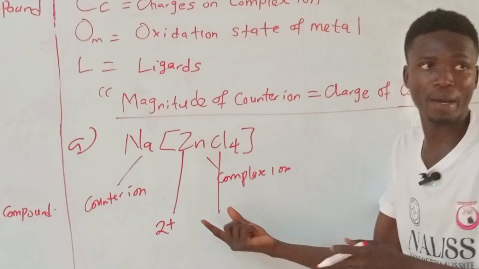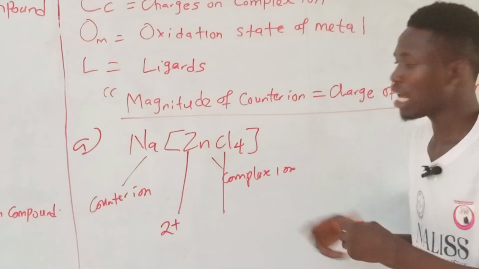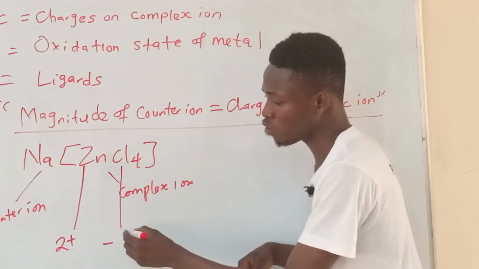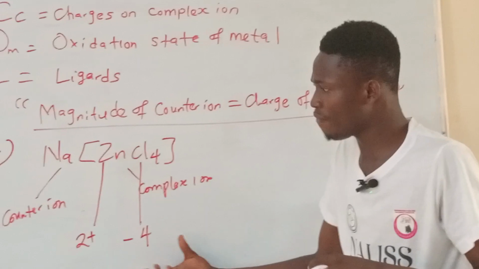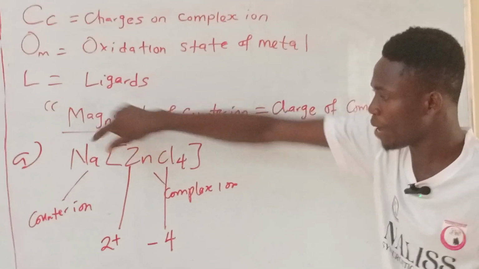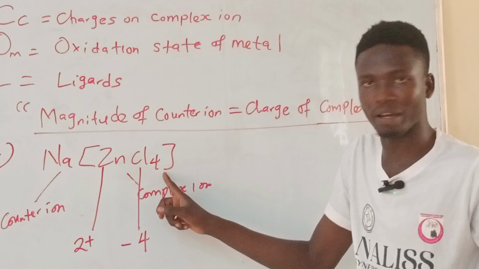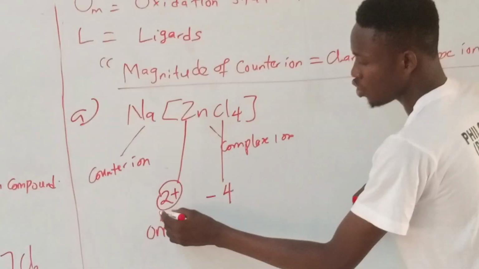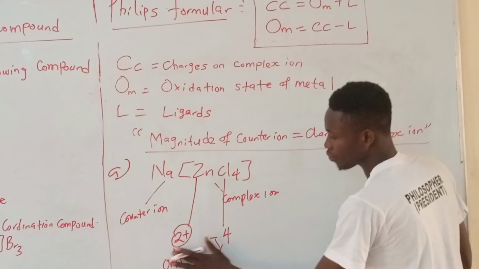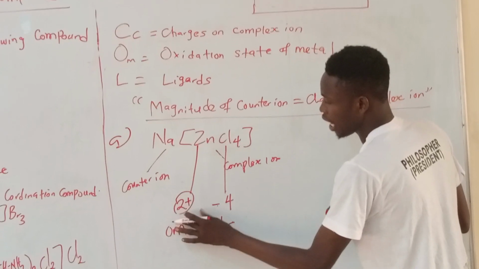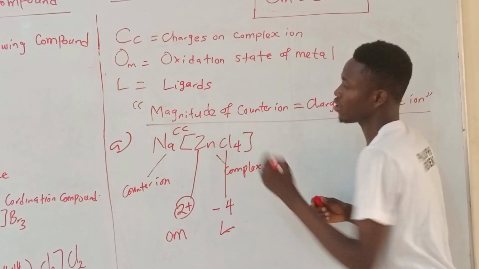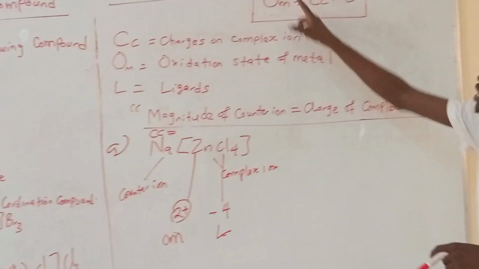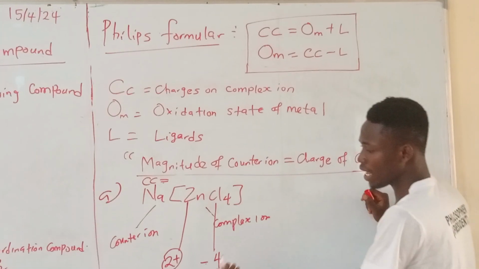And since chlorine is a non-metal and it is actually carrying 4, it is negatively charged, and the 4 here is going to be minus 4. That means the whole effect of what will be here on this complex depends on the interaction between the members of the complex. So this is now your OM, and this is now your ligand, your L. In this formula, this place is your Cc. I want to know the charge on this complex. So your Cc is what? OM plus ligand.